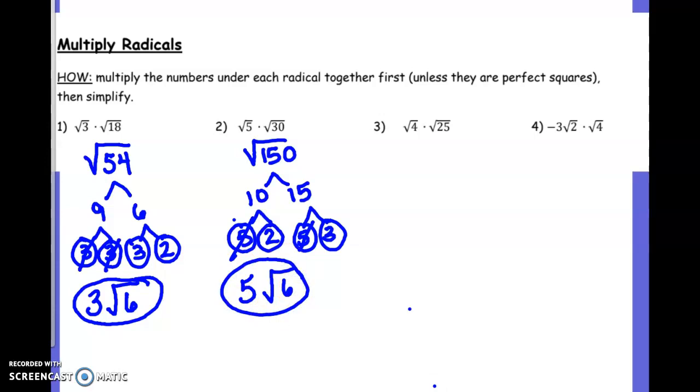Now for number 3, you could do it two different ways. You could say the square root of 4 is a perfect square, so that's really 2. And the square root of 25 is 5, so our answer is 10. So we can stop right there.